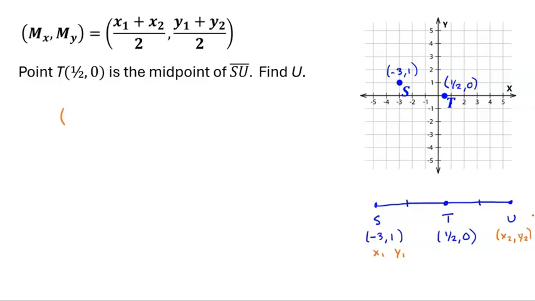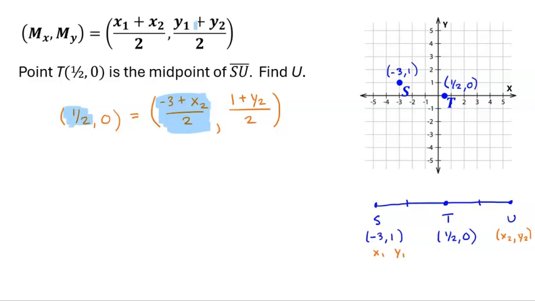So we've got 1/2, 0 is equal to x1, which is negative 3, plus x2, which we don't know yet, so we're just going to leave it as x2, divided by 2. y1, which is 1, plus, and then y2, we don't know yet, divided by 2. And then we know that this part, our average of the x's, is going to give us the x coordinate of our midpoint.